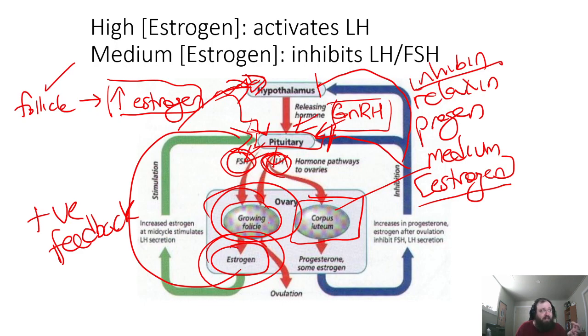The medium amounts of estrogen that signify the post-ovulatory phase, so those hormones that are released by the corpus luteum, in particular that medium amount of estrogen, as well as the progesterone and the inhibin, are going to inhibit GnRH, FSH, and LH production. Why? Because we don't want to grow another follicle at this point.